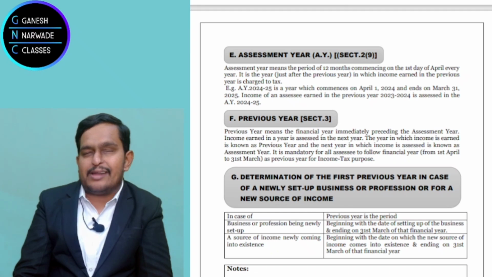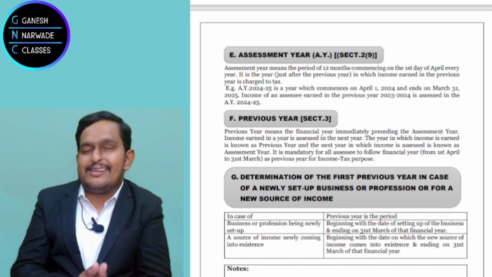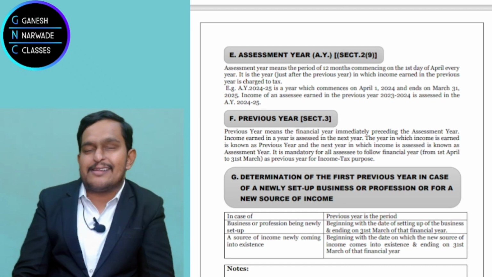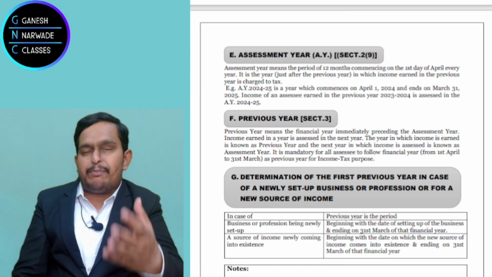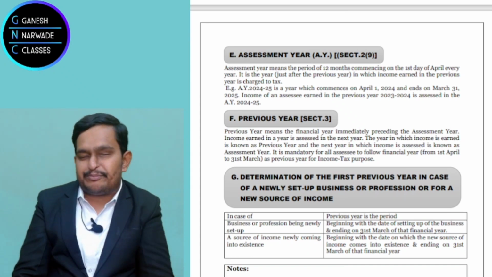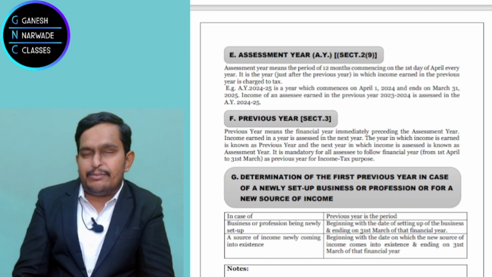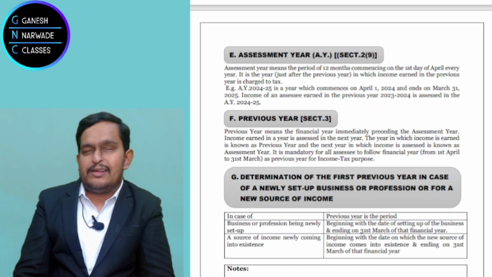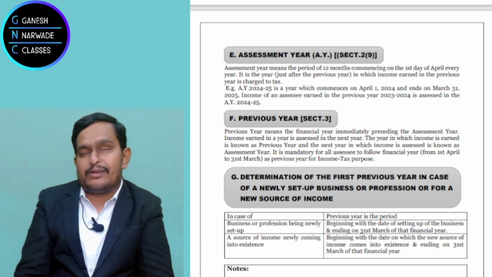But then you may ask, sir, what is previous year? That's discussed in section 3. Let's discuss now. Previous year is the year which precedes the assessment year. That means if assessment year is 24-25, what is previous year? Obviously, whatever is before that, 23-24. So your previous year is 23-24 for exams.